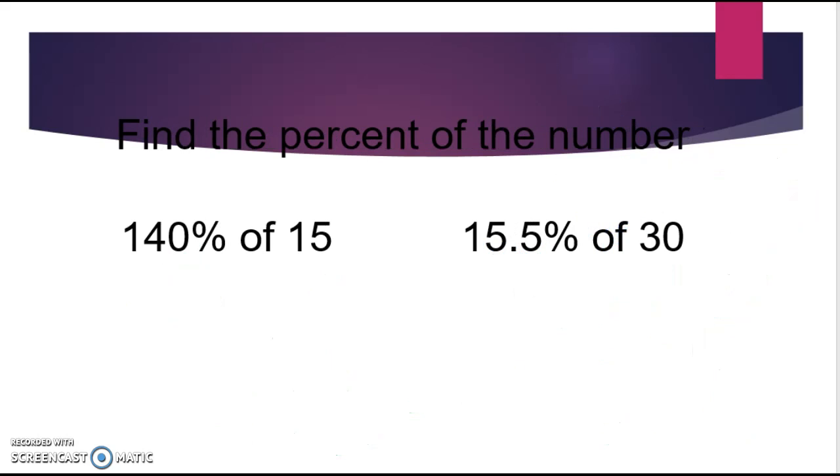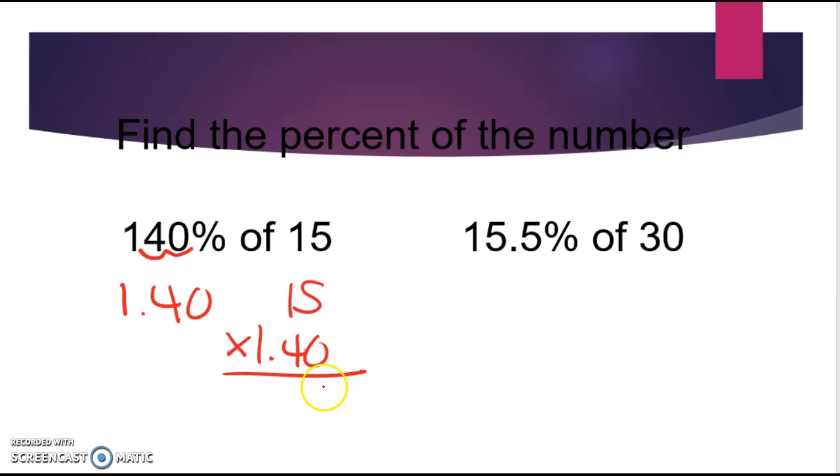Now this next question is asking me to find 140% of 15. So what I'm going to do is use the decimal method. I'm going to move the decimal 2 places over. So now I have 1.40 and 15. So I'm going to multiply over here. 0 times 5 is 0.